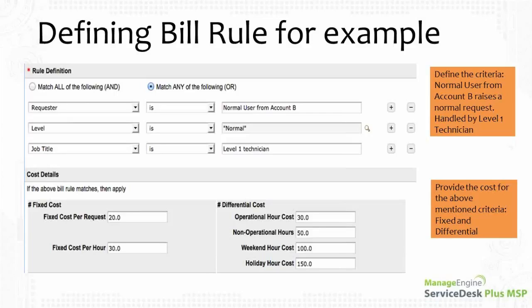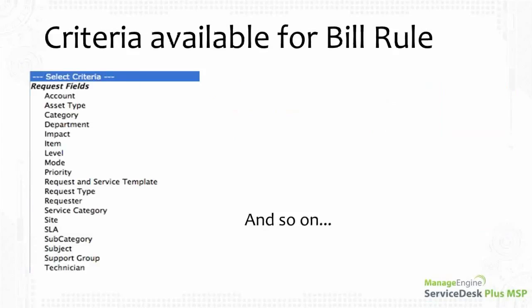Like I say, level is normal, job title is level 1 technician, and requester is any user from that particular account B. And then based on that, fixed cost per request is 20, per hour is 30, and then differential costs are like this. So this is how exactly it's going to look. So you can make sure that these are the things.